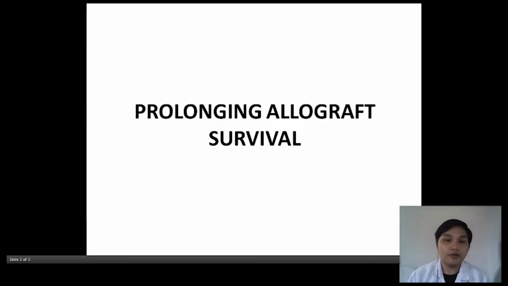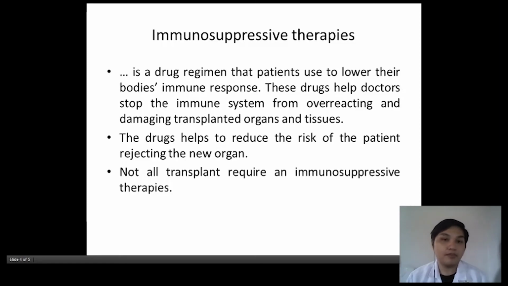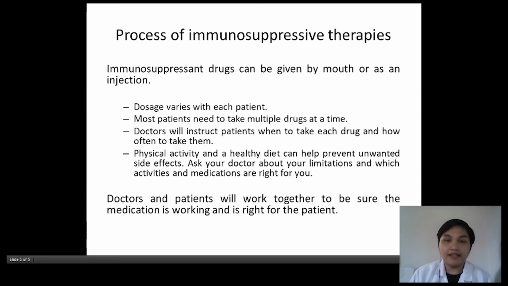One of the ways to prolong allograft survival is by using immunosuppressive therapies. This therapy is basically a drug regimen that patients take to lower their body immune system. These drugs help doctors to stop the immune system from overreacting and damaging transplanted organs and tissues. The drugs will help to reduce the risk of patient rejecting the new organ, but not all transplants require immunosuppressive therapies. Next, this is the process of immunosuppressive therapies.